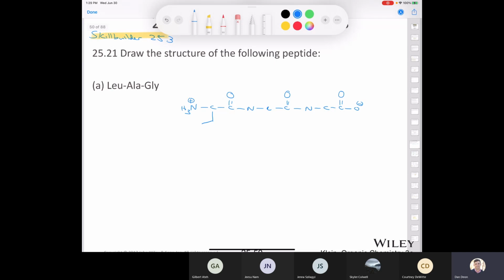So I'm going to put an isobutyl group. I'm going to use a partially bond line structure here. So I'm going to put my isobutyl. Now this carbon needs a hydrogen, so I'm going to put the hydrogen in there. Okay, let's move on to the next carbon.